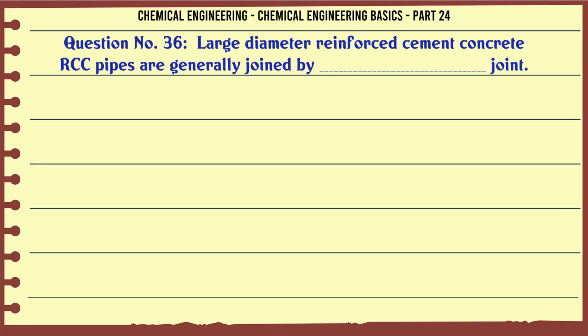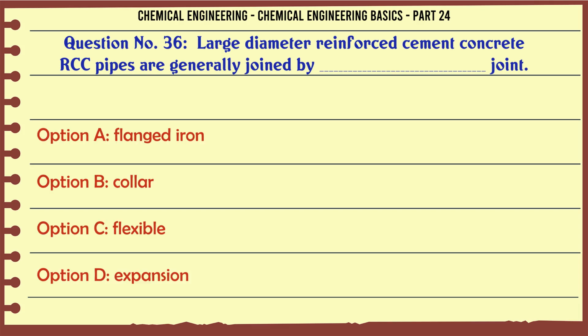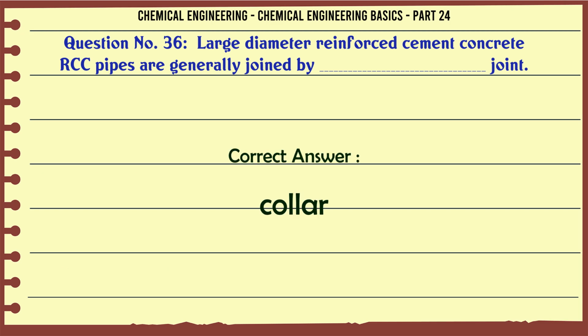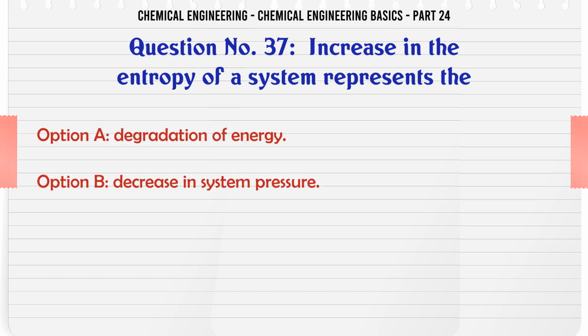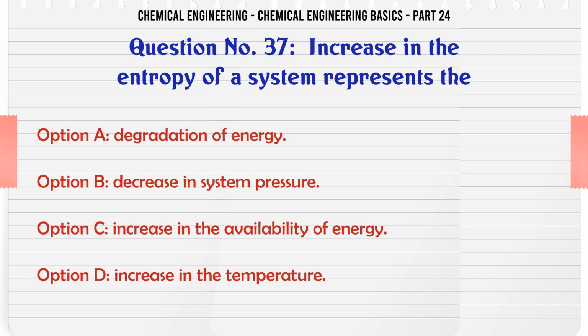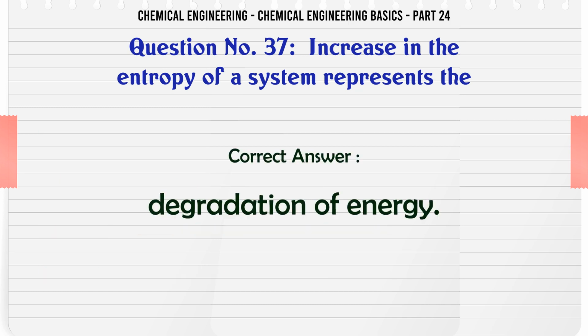Large diameter reinforced cement concrete RCC pipes are generally joined by joint. A. Flanged iron. B. Collar. C. Flexible. D. Expansion. The correct answer is collar. Increase in the entropy of a system represents the A. Degradation of energy. B. Decrease in system pressure. C. Increase in the availability of energy. D. Increase in the temperature. The correct answer is degradation of energy.